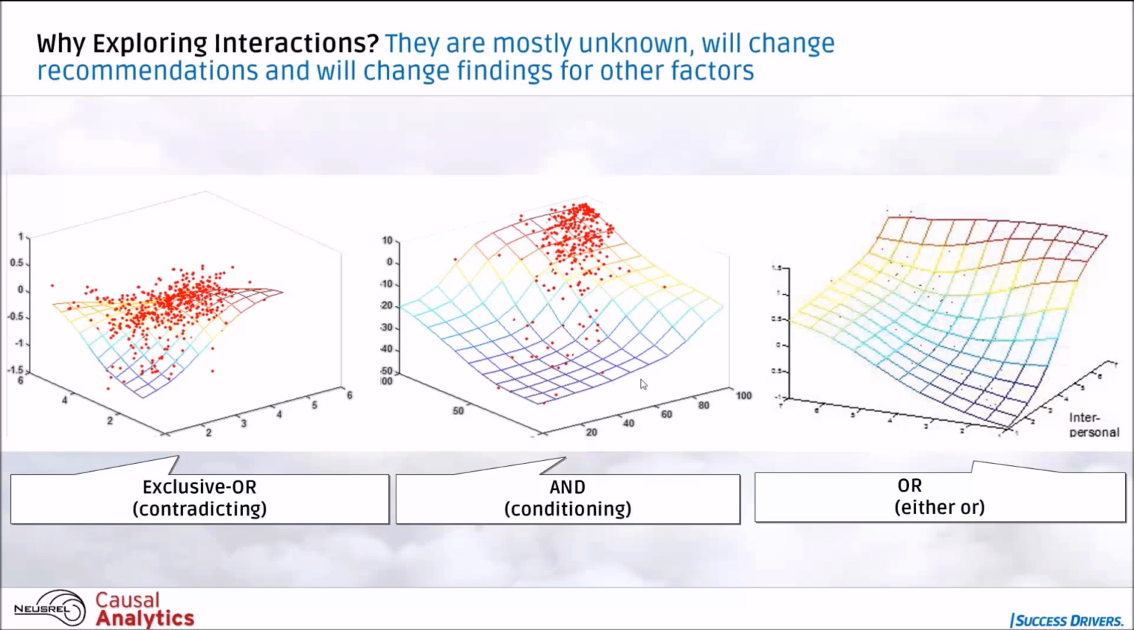And this is interesting to many people because when statisticians talk about interactions, they always think about product terms, which is nothing else than an AND combination of two factors.